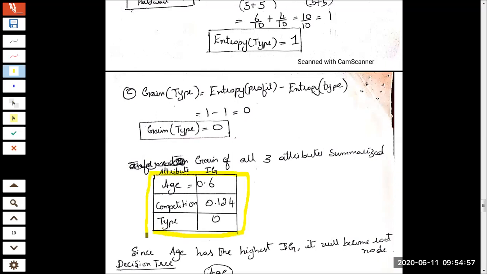Okay. So three attributes were under consideration: the age, competition, and type. Among the three attributes, your task was to choose one of the attributes as a root node. So we are aware of the tree structure, you cannot have two attributes as a root node, it should be only one. So if you observe the values associated with this that we have computed, you will get to know something. What is it? So age is having a gain of 0.6, competition is having a gain of 0.12, and type is having a gain of 0.